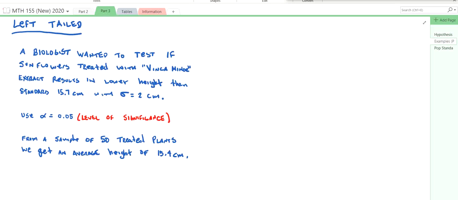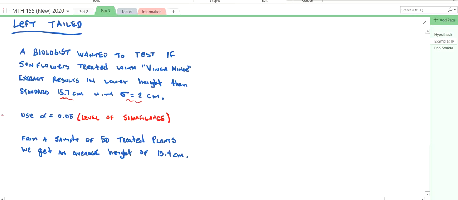Okay, let's do a left-tailed example. In this problem, a biologist wants to test if sunflowers treated with vinca minor extract result in lower height than the standard 15.7 centimeter average height for sunflowers, with a standard deviation of 2 centimeters. So these two here are population terms. We want to do this hypothesis test at a level of significance of 0.05.